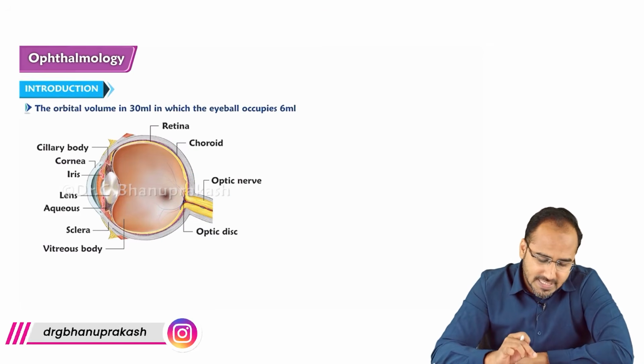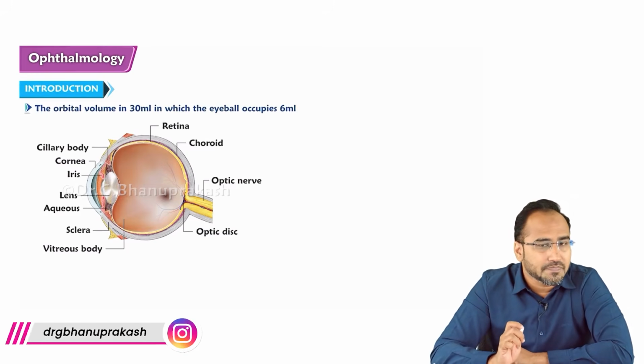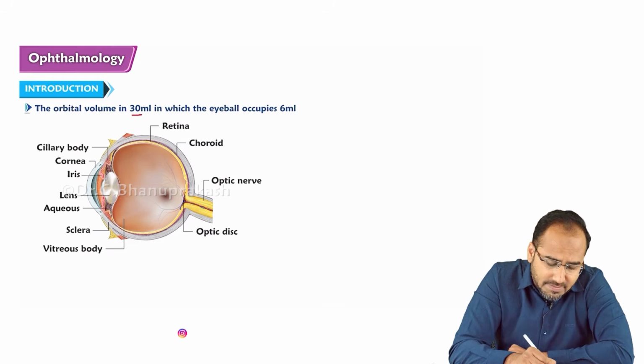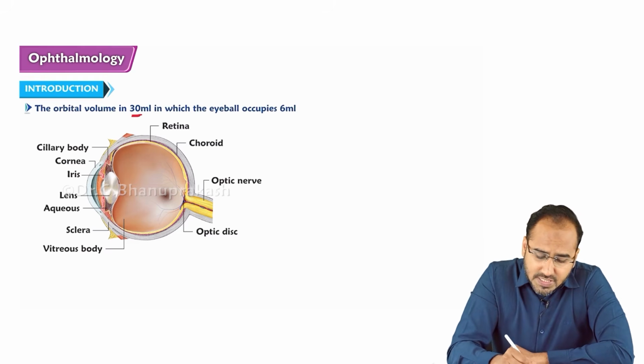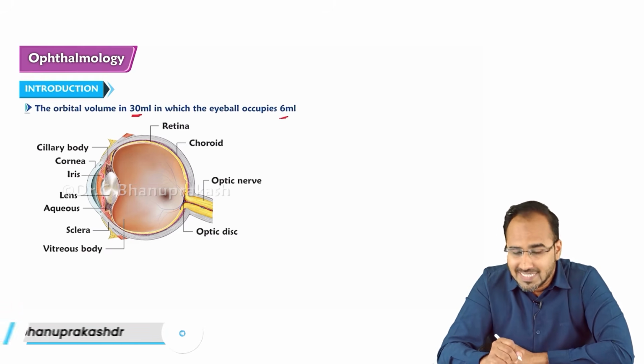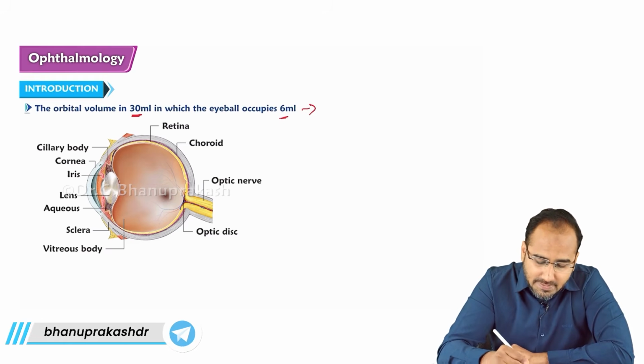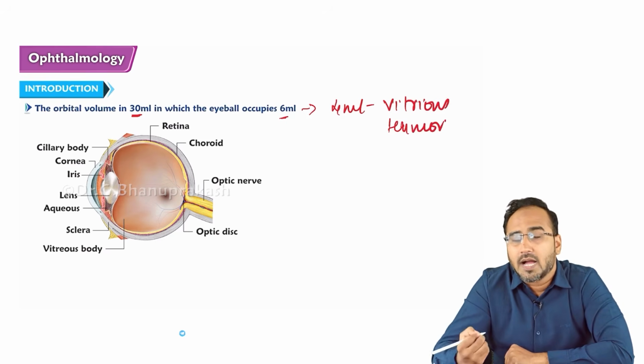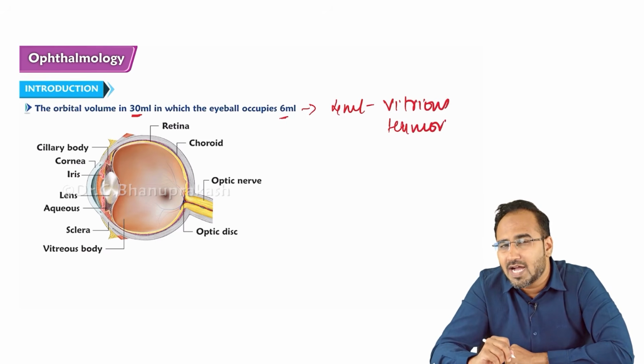So once again guys, we are discussing about the eye. The orbital volume is 30 ml, in which the eyeball occupies 6 ml. From that 6 ml, 4 ml is of vitreous humor. Apart from that, what else we need to remember in the eye?